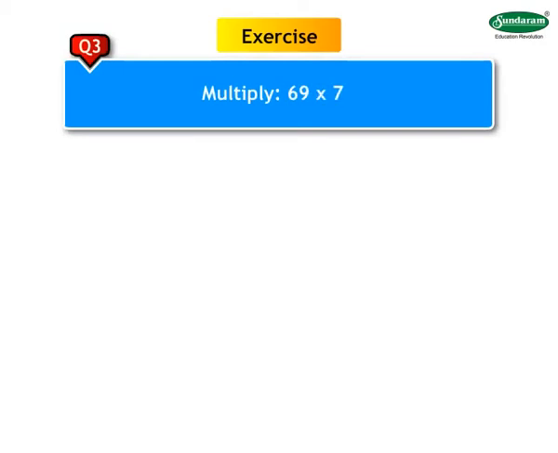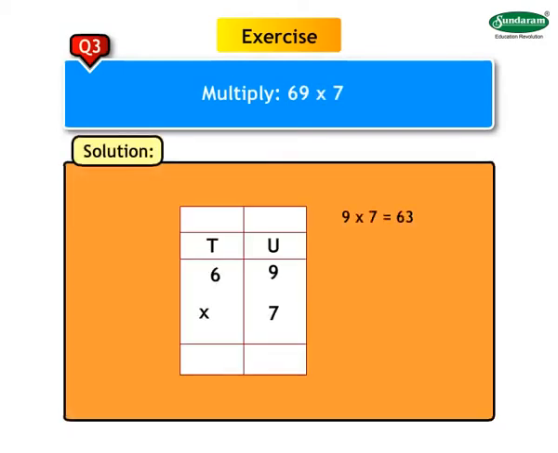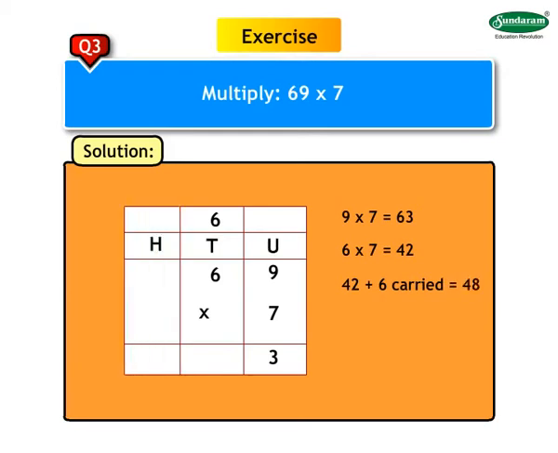Question 3. 69 multiplied by 7. 9 sevens are 63. Write 3 in the units place of the product and 6 above the tens column. Now, 6 tens multiplied by 7 is equal to 42 tens. Thus, 42 tens plus 6 tens is equal to 48 tens. 48 tens means 4 hundreds and 8 tens. Hence, write 8 in the tens place of the product and 4 in the hundreds place of the product.